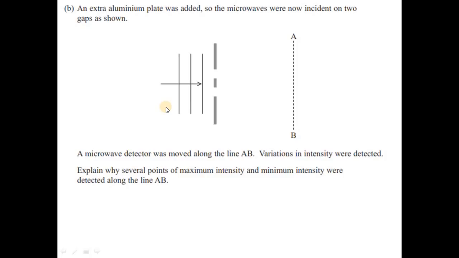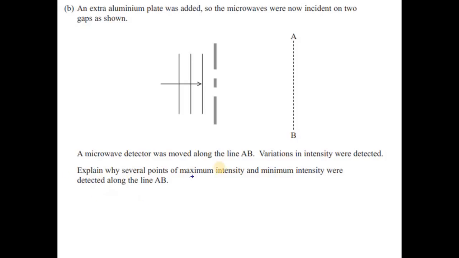Part B, an extra aluminum plate was added, so the microwaves were now incident on two gaps as shown. These are two gaps, waves are coming. A microwave detector was moved along the line AB. Variations in intensity were detected. Explain why several points of maximum intensity and minimum intensity were detected.